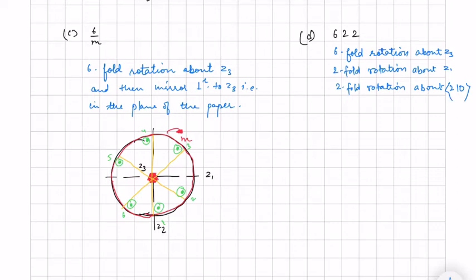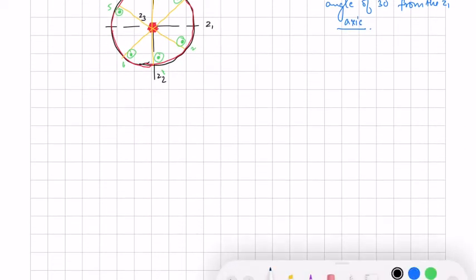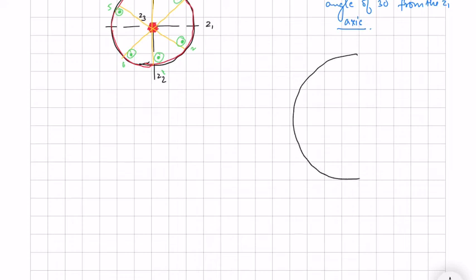So in the stereographic projections, this 210 lies at an angle of 30 degrees from the Z1 axis. Okay, so this makes it easier for us. So let us draw now. Suppose this is your circle. I have drawn this one intentionally bigger.